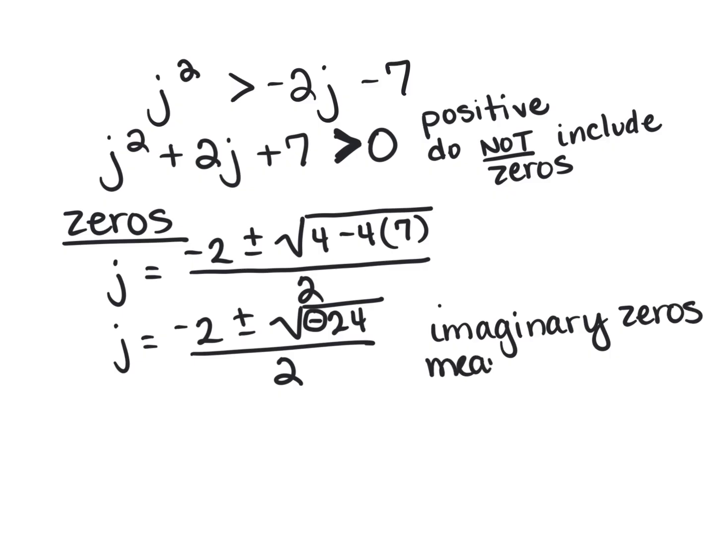Imaginary zeros mean the function does not intersect the x-axis.